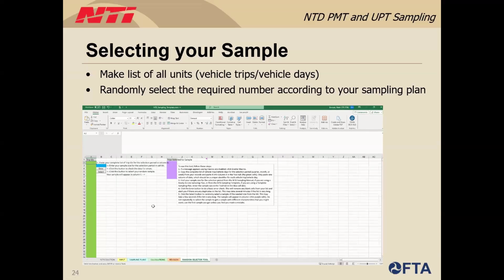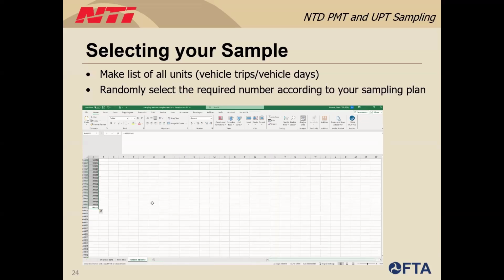Now I'll demonstrate using the random selector tool, which is a new tab in the sampling template. It's designed to make it easy to randomly select the trips to sample. You don't have to use this tool. Any method is fine as long as it gives every trip an equal chance of being selected, and each trip can only be selected once.